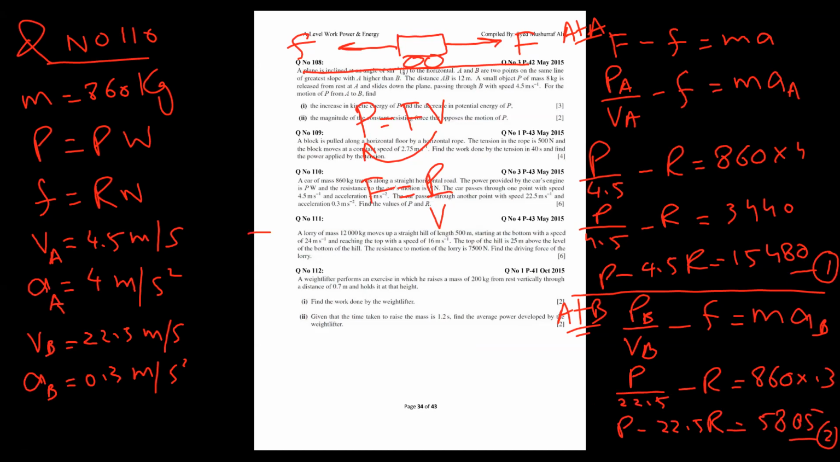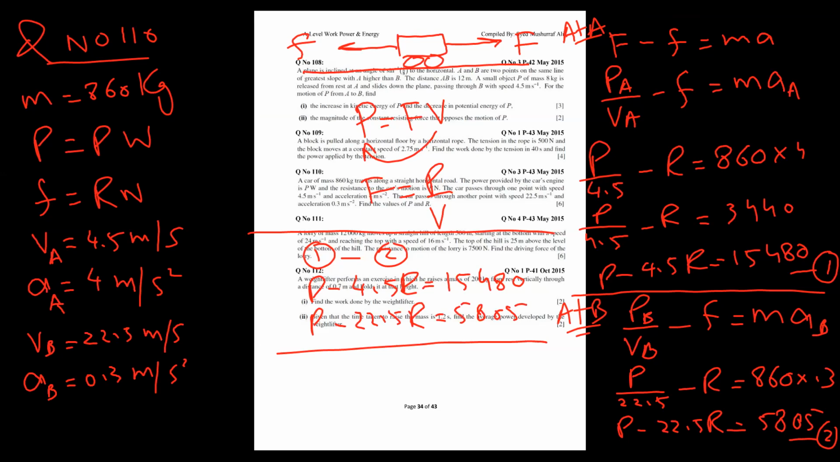Now I'll solve them simultaneously. Let's do equation 1 minus equation 2. P minus 4.5R equals 15480, and P minus 22.5R equals 5805. Because I'm subtracting, change the signs. Then the power cancels. 15480 minus 5805 turns out to be 9675, whereas 22.5 minus 4.5 becomes 18R.